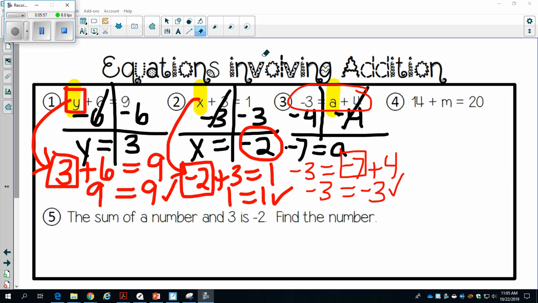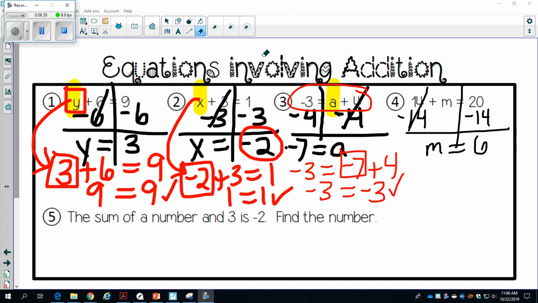All right, let's take a look at the next problem. We have 14 plus m is equal to 20. So this time the number 14 comes before m, but it's still a positive 14. So since that's a positive 14, to get rid of it, I'm going to add a negative 14, or subtract a positive 14, from both sides. When I do that, 14 minus 14 gives me 0. I bring down my variable, which is m, and m is going to be equal to 6.